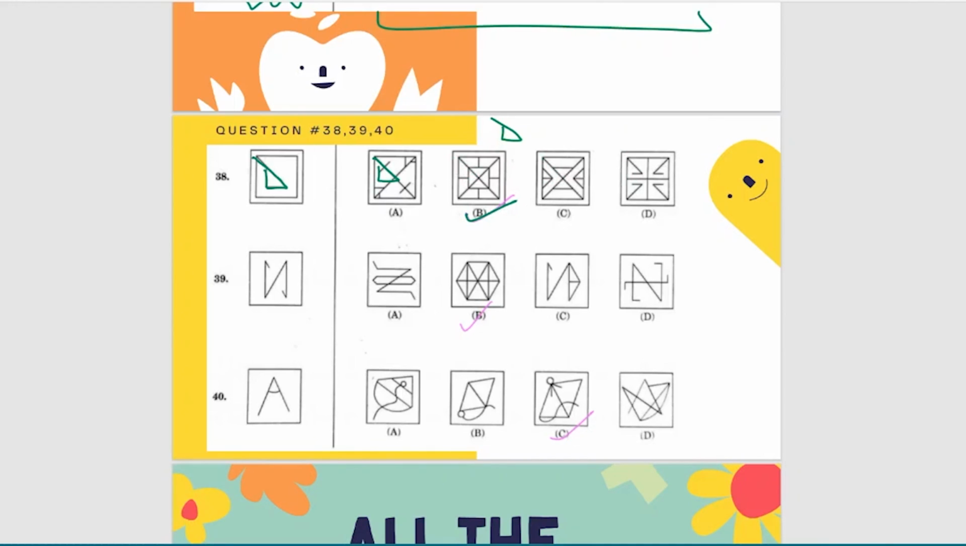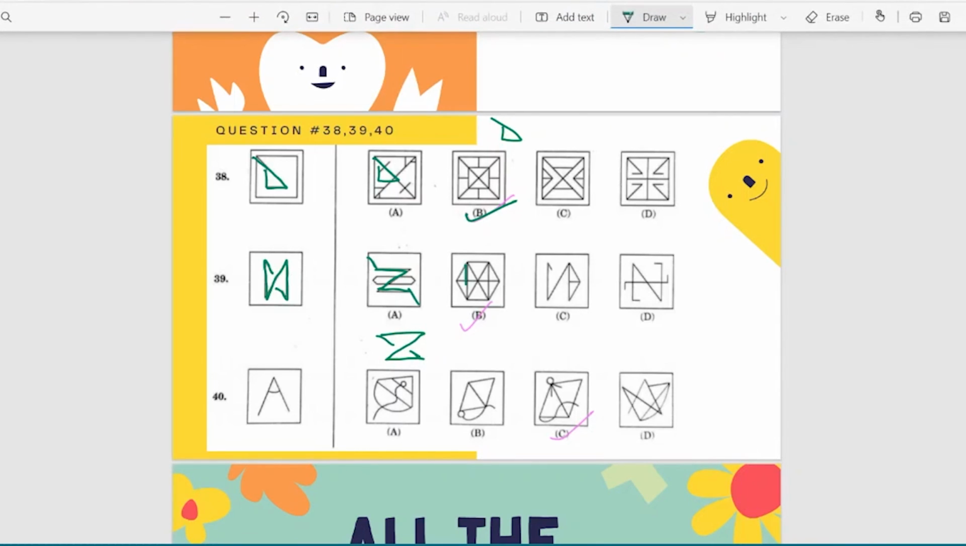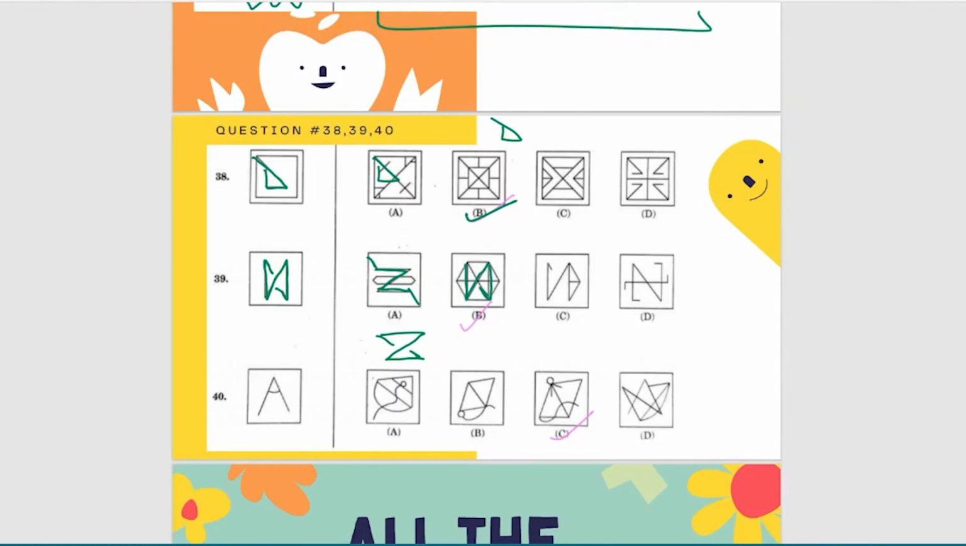Now let's look at this. This figure looks something like this. Now over here we do have an N, but these two lines are pointing outside, whereas if this was the N, it should have pointed like this, right? Now over here, this N, we have this same N which is pointing in this direction. So we can see that this figure can be hidden in B, right? So that's why B is the correct answer.